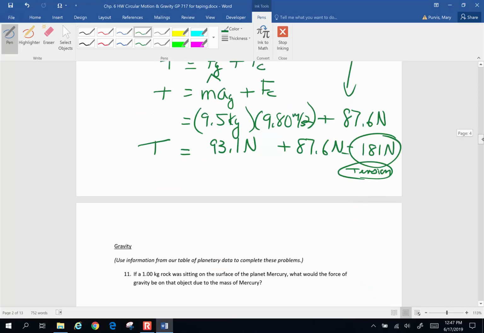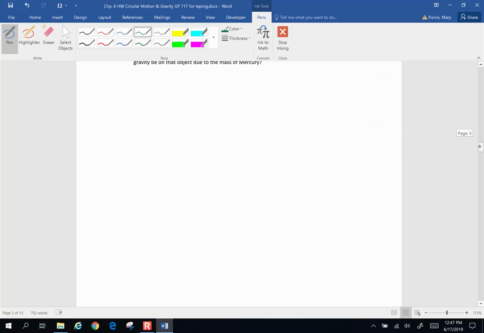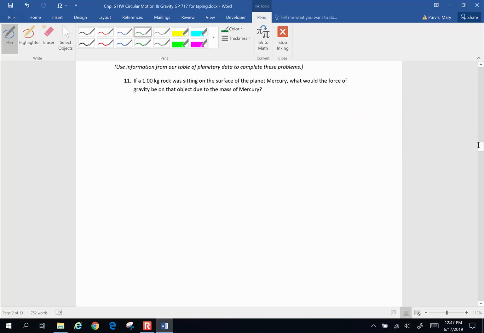Okay, let's do another one. This one involves a force of gravity. If a 1 kilogram rock is sitting on the surface of the planet Mercury, what would be the force of gravity on that object due to the mass of Mercury?